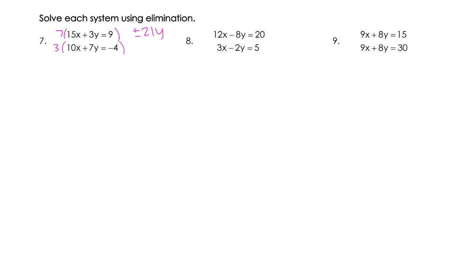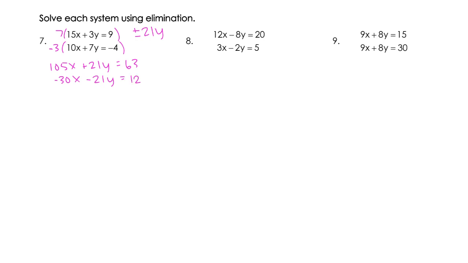And then again, you have to pay attention to the signs. Both of them are positive right now, so I need one of them to be negative. And again, I'm going to go ahead and just make it the bottom equation. So when I distribute, 7 times 15x would give me 105x, and then plus 21y equals 63. And then negative 3 times 10x would be negative 30x. Negative 3 times 7y would be negative 21y, and then equals negative 3 times negative 4 would give me a positive 12.